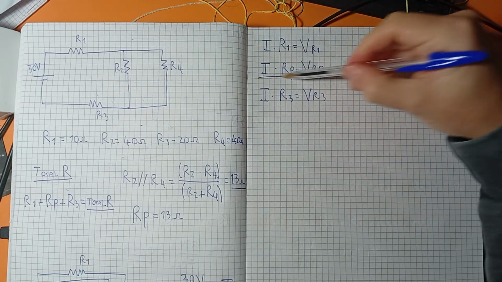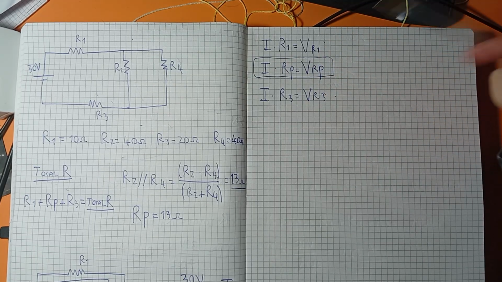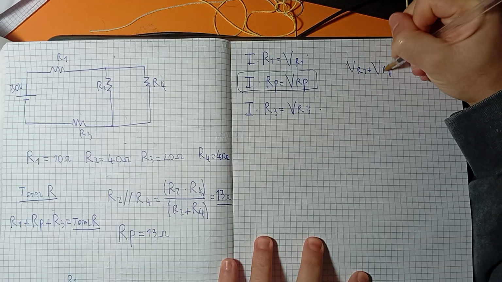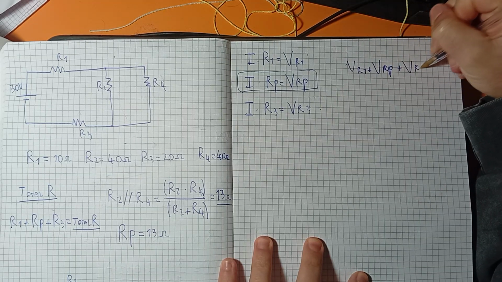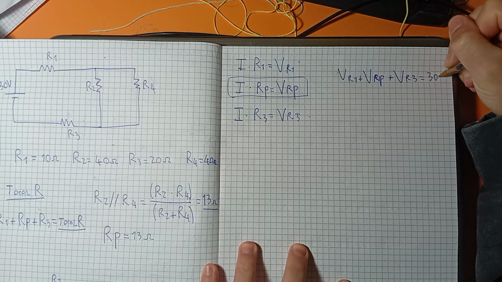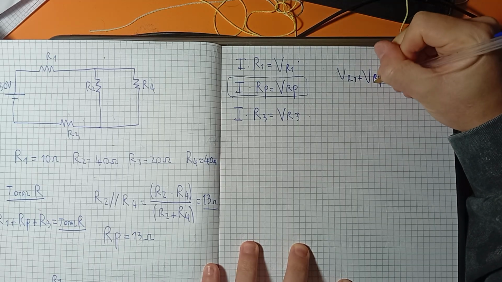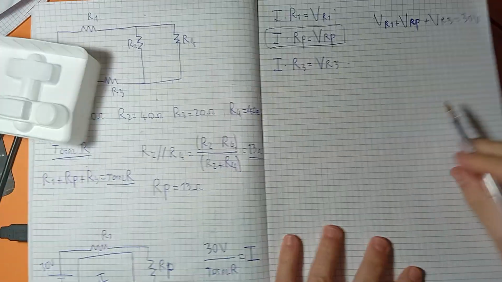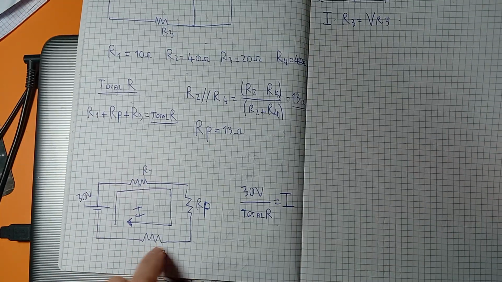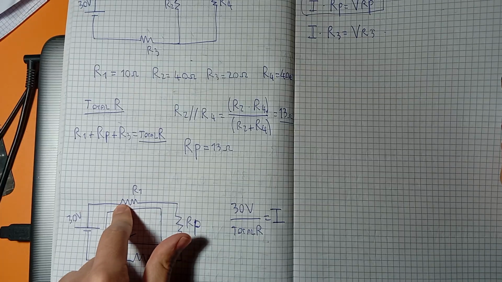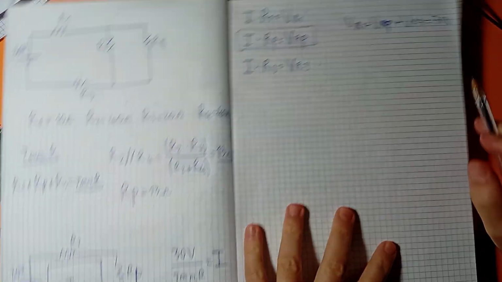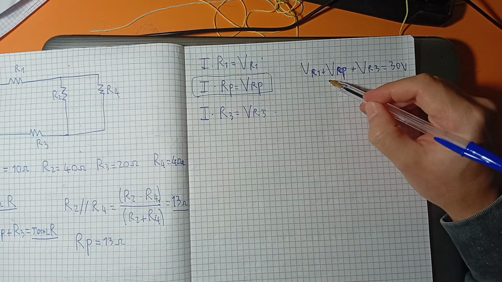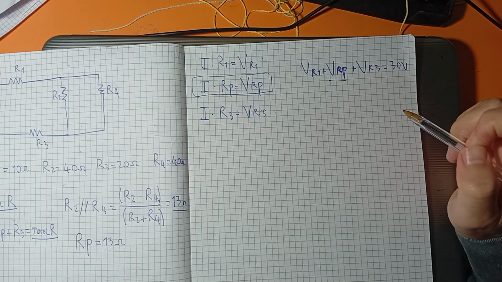Well, we have to concentrate on this because we already know how these two work. If I add VR1 plus VRP plus VR3, I will still obtain 30 volts. This is VRP and VR1. If I add this voltage drop and this voltage drop and this voltage drop, I will obtain this value. We are still in the same situation as before, but now let's concentrate on this one.